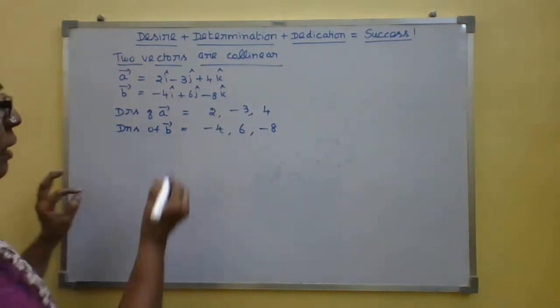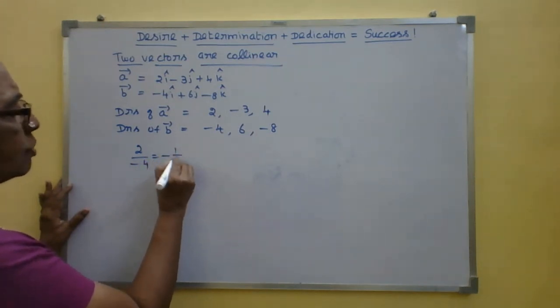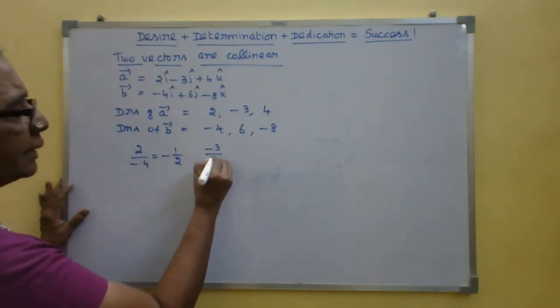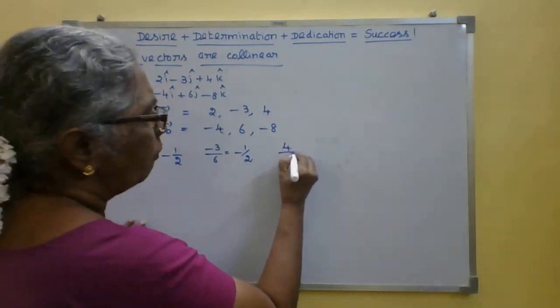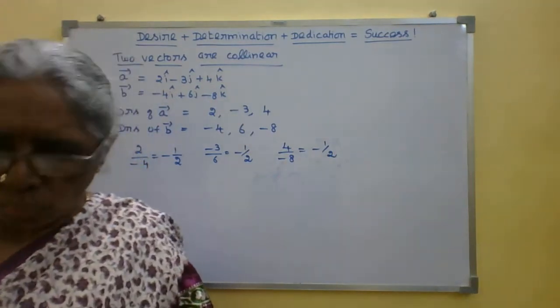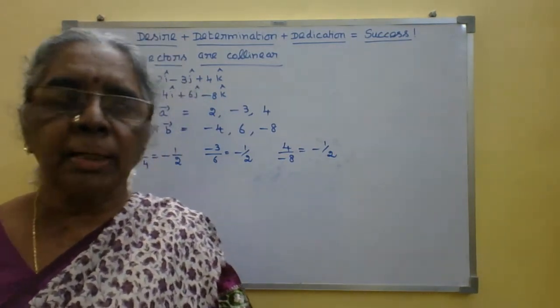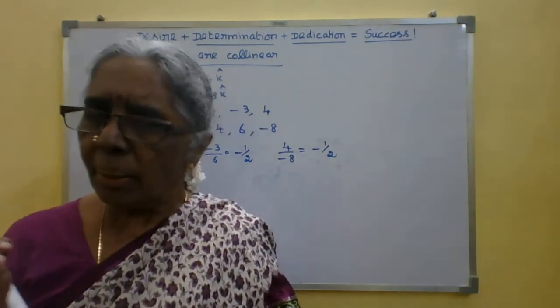Now let us see what you get. 2 by minus 4 you are getting minus 1 by 2. Minus 3 by 6 again you are getting minus 1 by 2. 4 by minus 8 you are getting minus 1 by 2. So the direction ratios are proportional. Hence you can say A vector and B vector are collinear or parallel.